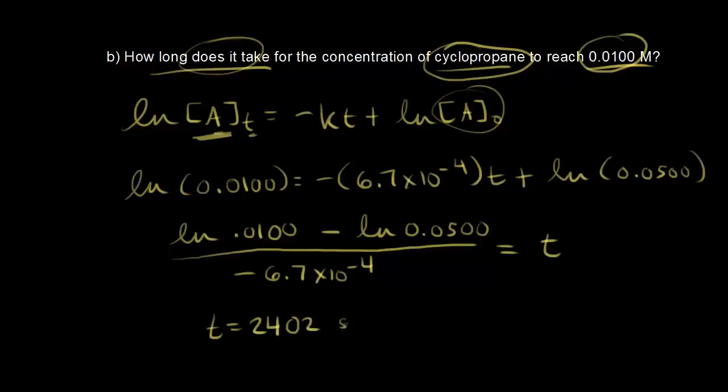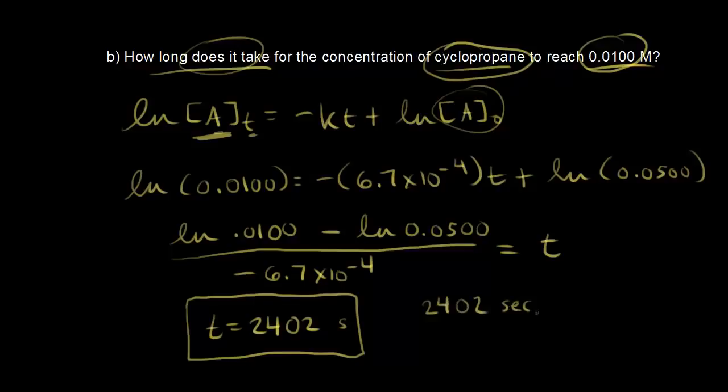Time is equal to 2,402 seconds. And we could leave it in seconds, or we could put that into minutes. Right? So how many minutes is that? Well, 2,402 seconds. If we divide by a conversion factor, this would be 60 seconds in every minute. All right, so seconds would cancel out. We get 1 over minutes, and so that gives us minutes, of course.